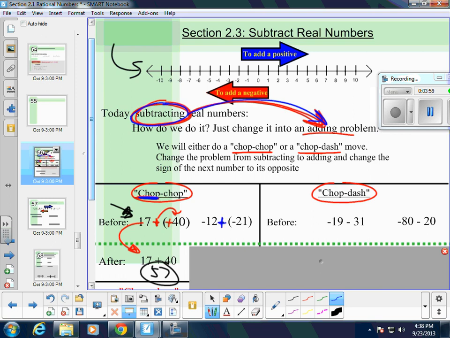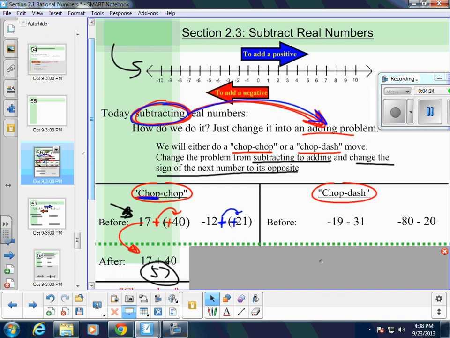So that's what I'm going to chop in this case. And then I'm going to change the sign of the very next number. So it says negative 21. I'm going to chop that and make that addition. Whenever we do chop chop or chop dash, the moves are very close together. We change subtraction to adding, and then change the sign of just the next number to whatever the opposite is, whatever the sign it wasn't before.